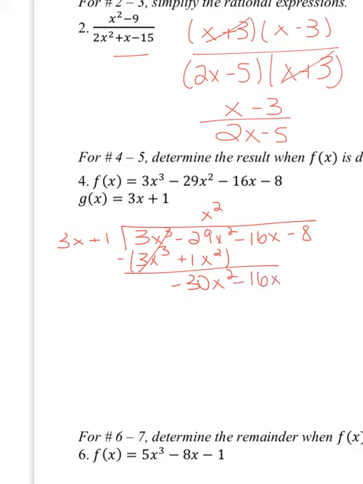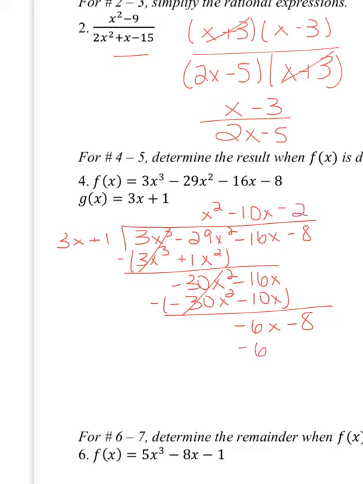That's one round. If you can do it once, you can keep going. So negative 30x squared divided by 3x is negative 10x. I multiply that by the divisor. So negative 30x squared minus 10x. I put this in parentheses and I subtract. Negative 30 minus negative 30 cancels as it should. Negative 16 minus negative 10 is a negative 6x. And I bring down the next term, which is a minus 8. Negative 6x divided by 3x is negative 2. That gives me negative 6x minus 2. I put this in parentheses and I subtract. Negative 6 minus negative 6 cancels. Negative 8 minus negative 2 gives me a negative 6.